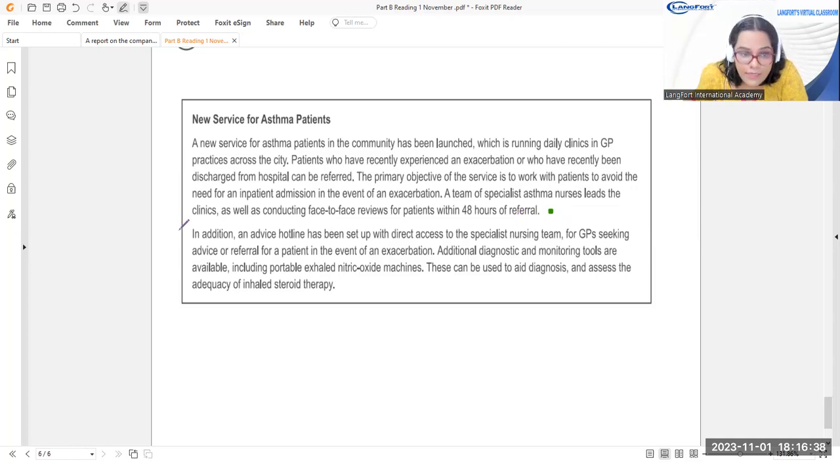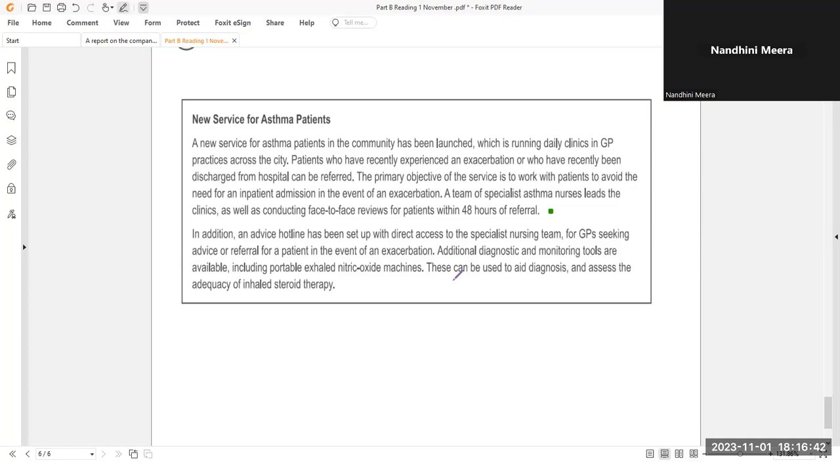Okay, all right. Now, last paragraph. Go ahead and read the last paragraph as well. Yes, ma'am. In addition, an advice hotline has been set up with direct access to the specialist nursing team for GPs seeking advice or referral for a patient in the event of an exacerbation. Additional diagnostic and monitoring tools are available, including portable exhaled nitric oxide machines. These can be used to diagnose and assess the adequacy of inhaled steroid therapy.